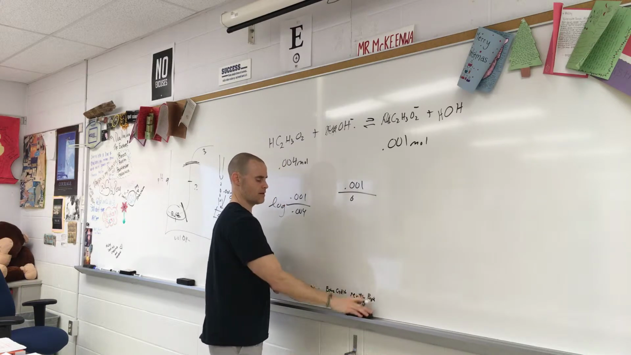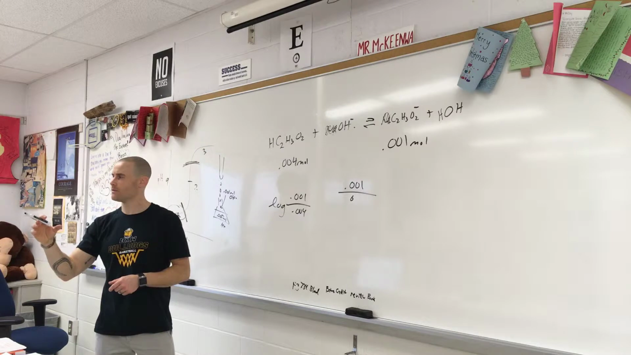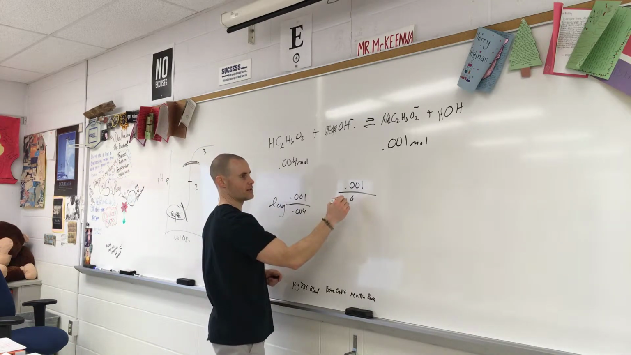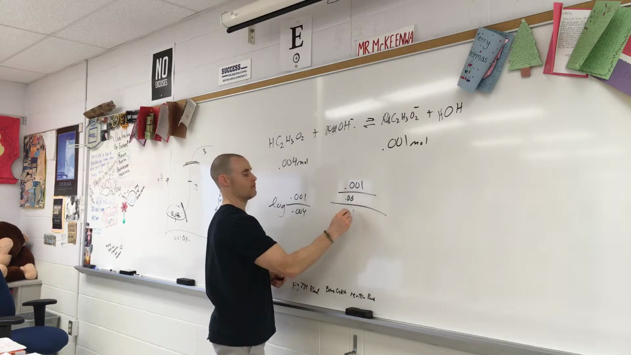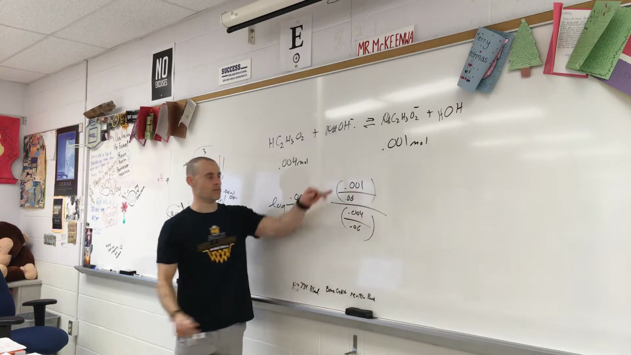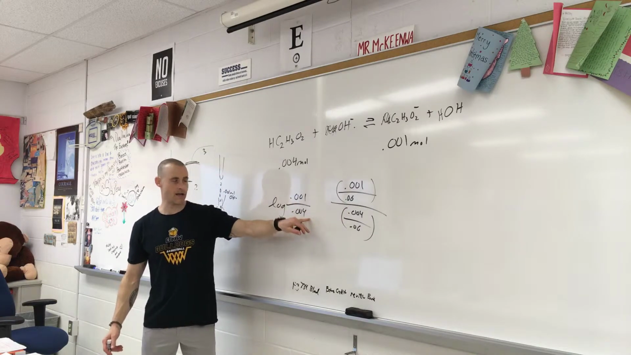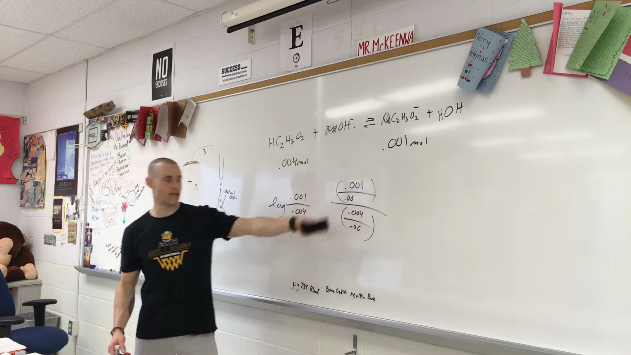How many milliliters do we have total? How much of the acid do we have? 60, so it's 60 total, right? We added 10, so that would be 0.06 liters. And then 0.004 divided by 0.06. So if you do moles per liter to get molarity, and then you do it again here, it doesn't matter, because it's a ratio. So you really don't need to convert it.